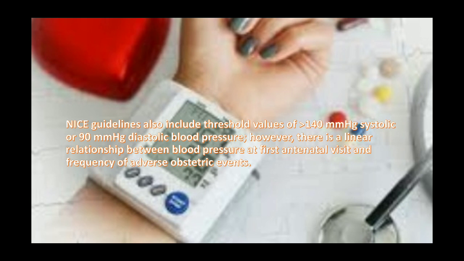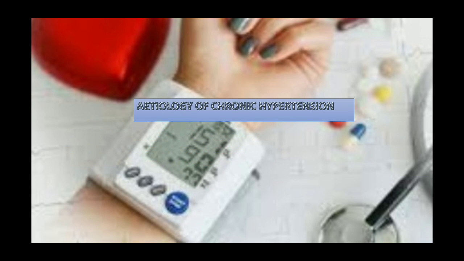The NICE guideline has included in the definition of chronic hypertension certain levels of blood pressure, like more than 140 millimeter of mercury systolic blood pressure. If we have more than 90 millimeter of mercury diastolic pressure, then that is included in the definition of chronic hypertension. Now, coming to the etiology of chronic hypertension, we have to understand what the main causes of chronic hypertension are.